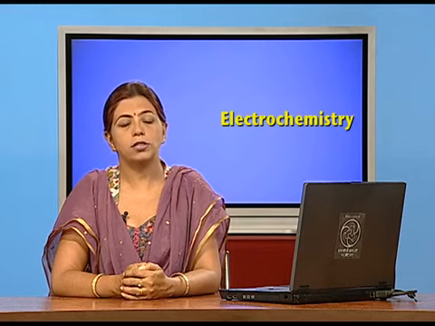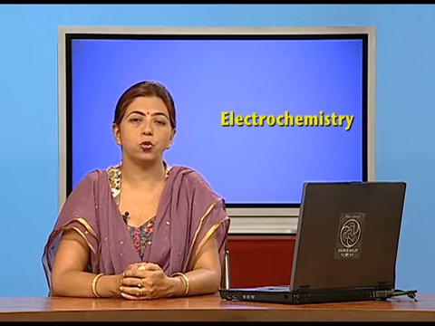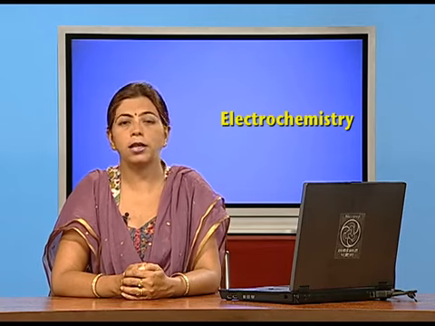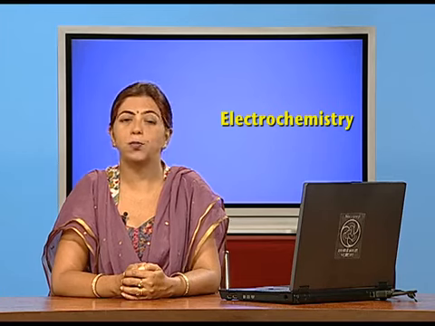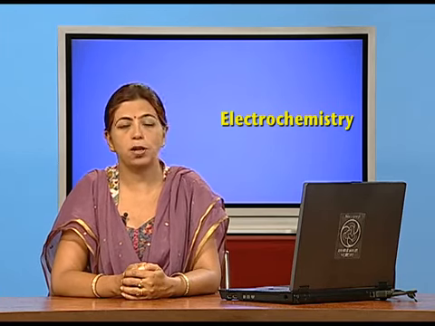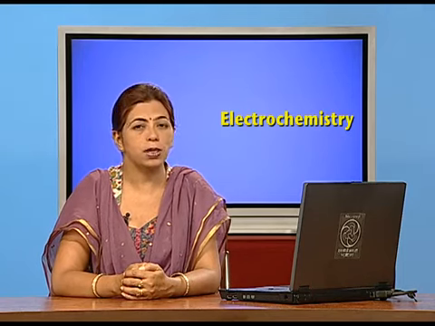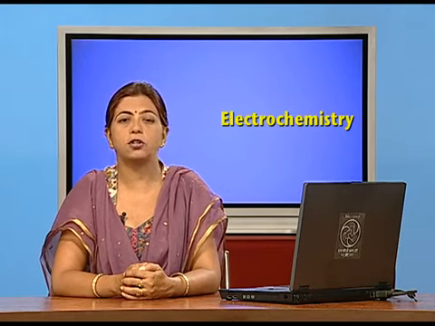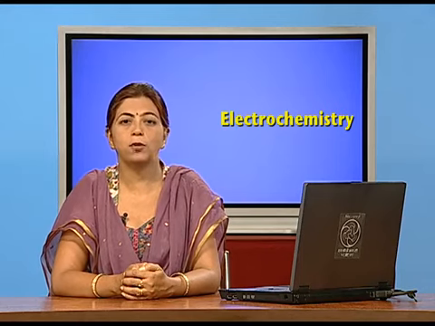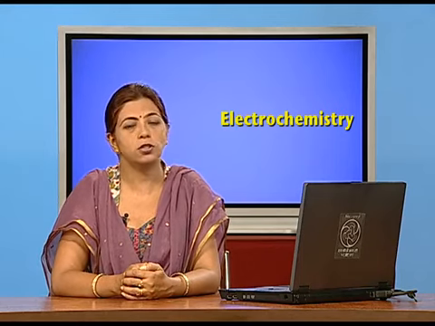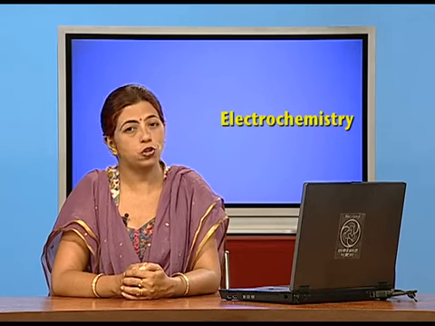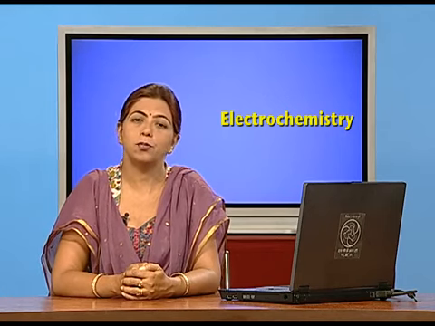The electrolyte which is filled in this U-tube is an inert electrolyte, for example potassium chloride, potassium nitrate or ammonium nitrate. It is mixed in agar-agar and it is in the form of a semi-solid paste to prevent intermixing. And this should be an inert electrolyte because it should not participate in the reaction.